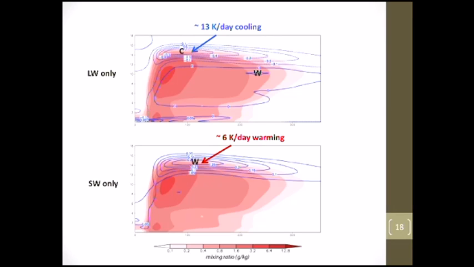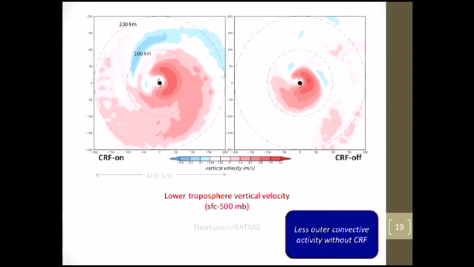And notice the sunlight doesn't get very far into the cloud, so it's not reaching the middle to lower troposphere. So the warming that is occurring, this weak warming within the tropical cyclone central dense overcast, is primarily long wave emission. Okay?